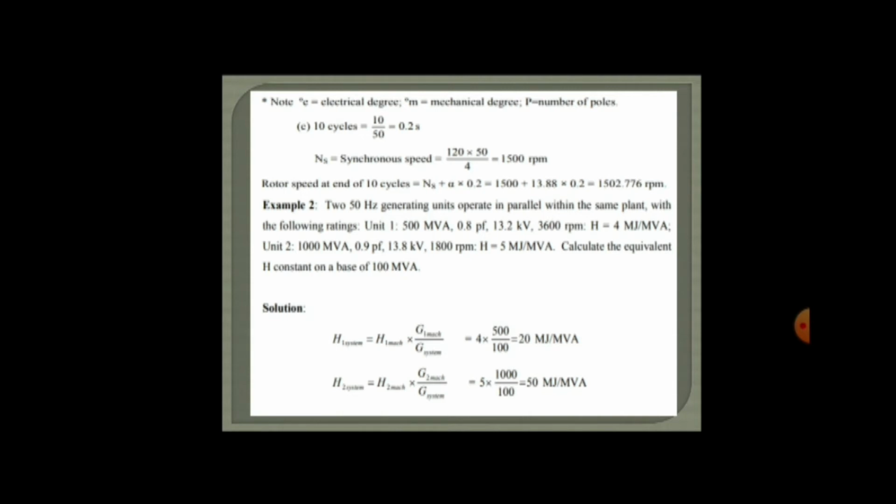So base MVA is how much? 100. Taking base MVA as 100, you will get 20 megajoules per MVA. So the H value is 20 for the first generating unit. For the second generating unit, use the same formula. Inertia constant for the second unit is 5 into rating of the machine 1000 by base MVA 100. You will get 50 megajoules per MVA. So what is the H equivalent of these two, H1 plus H2? That is 20 plus 50, you will get 70 megajoules per MVA.